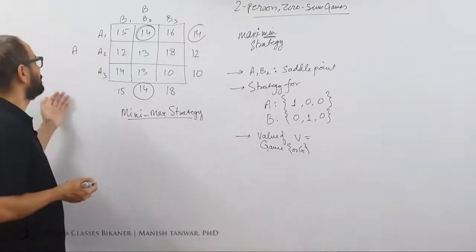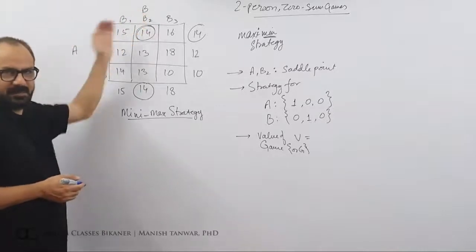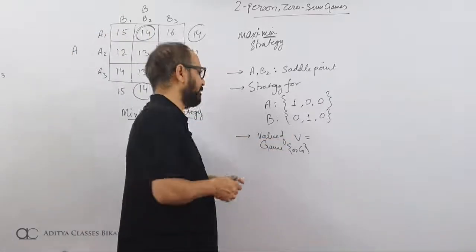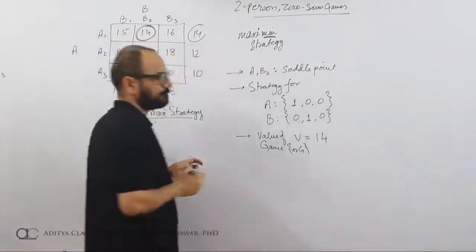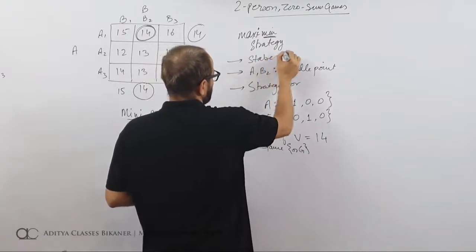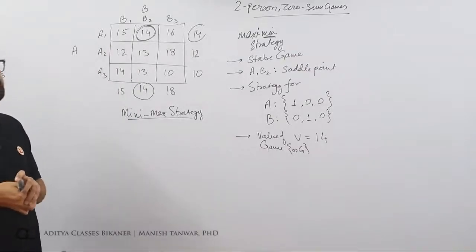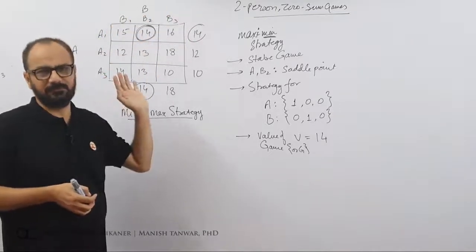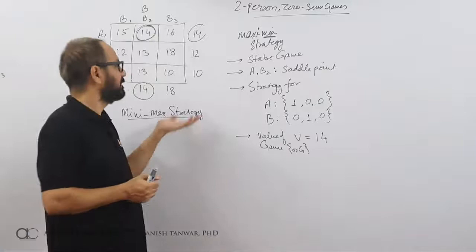Like in the previous question we saw that we can call it R, row player, column player C, or we could call it A or B, or Samsung and Apple, or India or Pakistan. It is up to us what we call. Similarly, value of game is either denoted by V or G. What is the value of game? The value of the saddle point, 14. And for this particular game, I can say that it is a stable game. Why is it a stable game? A has decided that A1 is best for me. B has decided that B2 is best for me. That is why we call it a stable game.